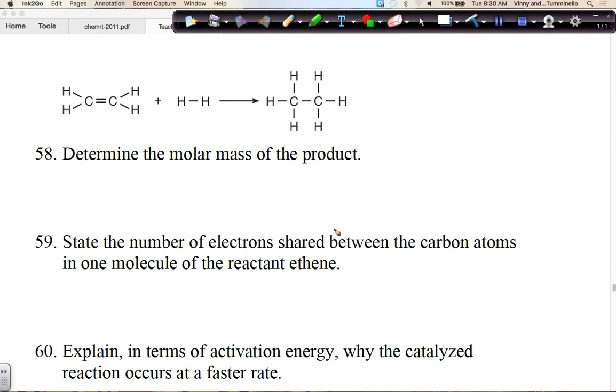State the number of electrons shared between the carbon atoms in one molecule of the reactant, ethene. Because this is a double bond, each bond represents 2 electrons, so the number of electrons shared total will be 4 electrons because of the double bond.